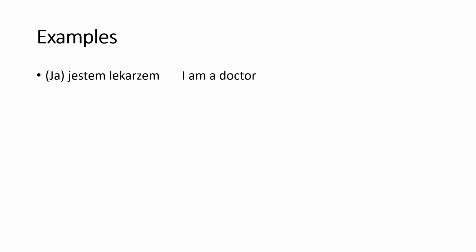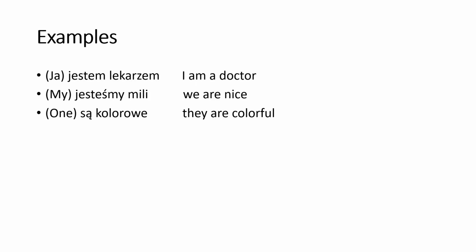Ja jestem lekarzem. I am a doctor. My jesteśmy mili. We are nice. One są kolorowe. They are colorful. I put this between brackets because you don't have to say ja in Polish. You can just say jestem lekarzem. You don't have to say the I or the first person.